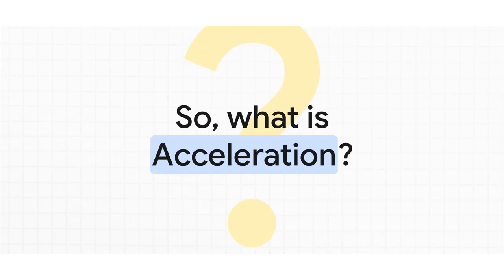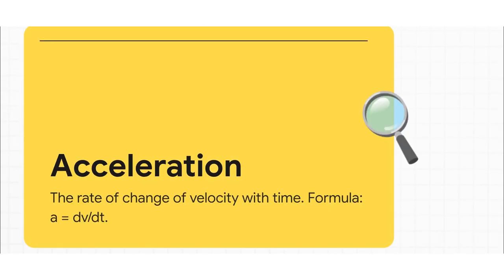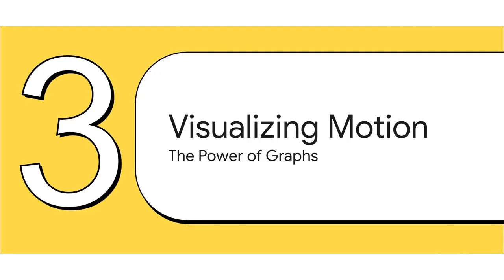But what happens when the velocity itself is changing? You know, when a car starts a race, or when you hit the brakes? That's when acceleration enters the picture. It's actually very simple. Acceleration is just the rate at which velocity changes. If the velocity is increasing, that's positive acceleration. If it's decreasing, that's negative acceleration, which we also call retardation. And in calculus terms, it's just dv by dt. See? Simple.